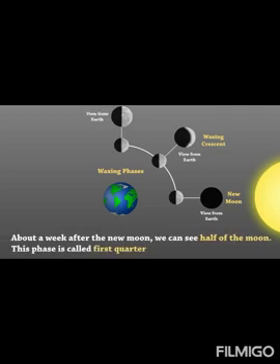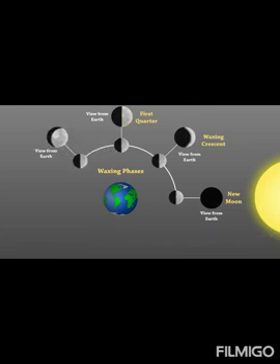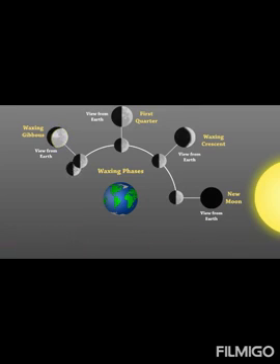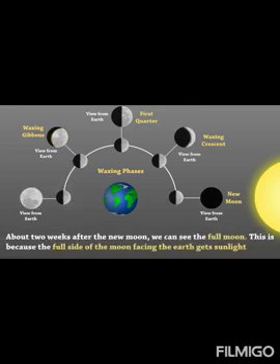About a week after the new moon, we can see half of the moon. This phase is called first quarter. Now students, slowly and steadily, the moon starts receiving light from the sun. In this way, it keeps on waxing, that is, 2 or 3 days after the first quarter, more than half of the moon is visible. This phase is called gibbous.